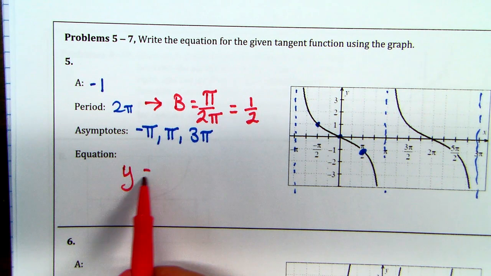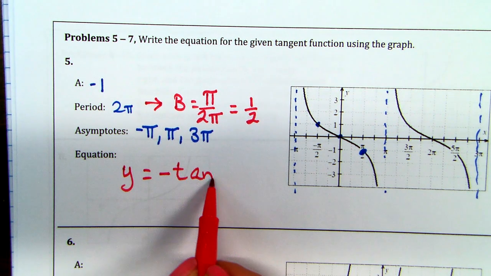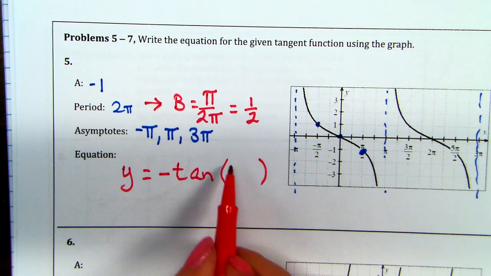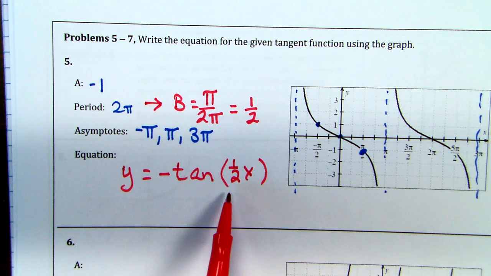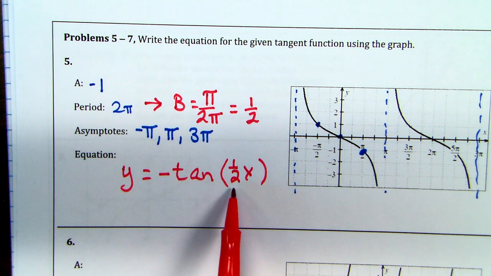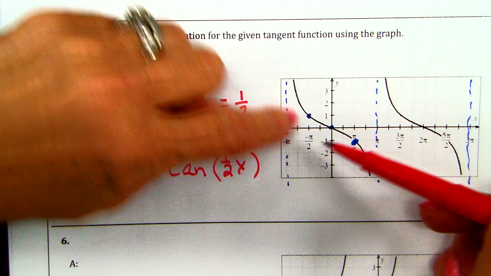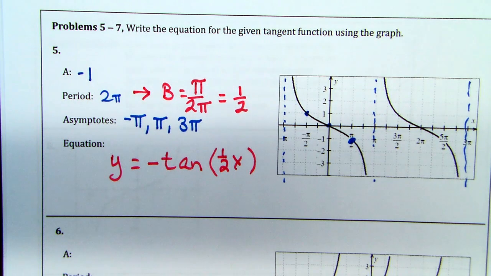Y equals negative tan of 1/2 x. You don't need to write the 1. Notice the smaller your B, the wider you are, because when you take it out, it's a horizontal dilation by 2. Remember, we had to learn to flip that, and it makes sense. It's really much wider. Okay, so that's the homework. I'll come around for questions.